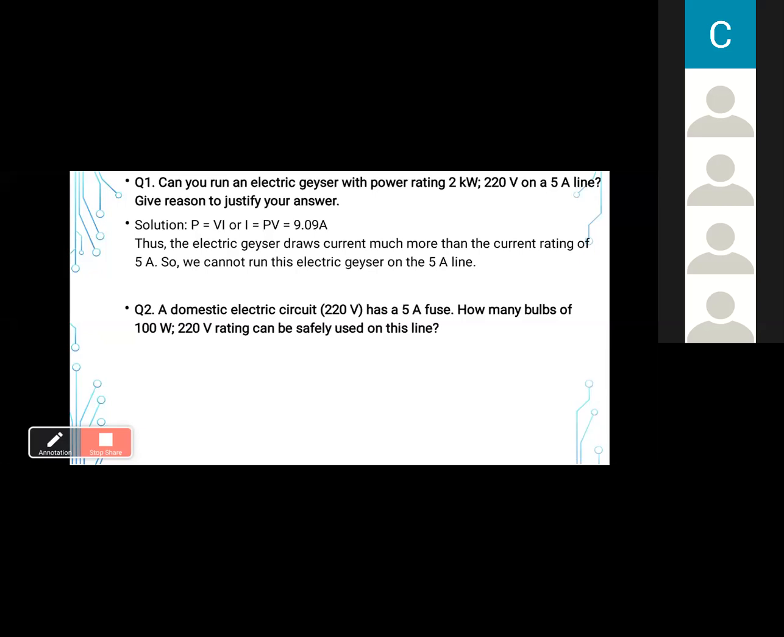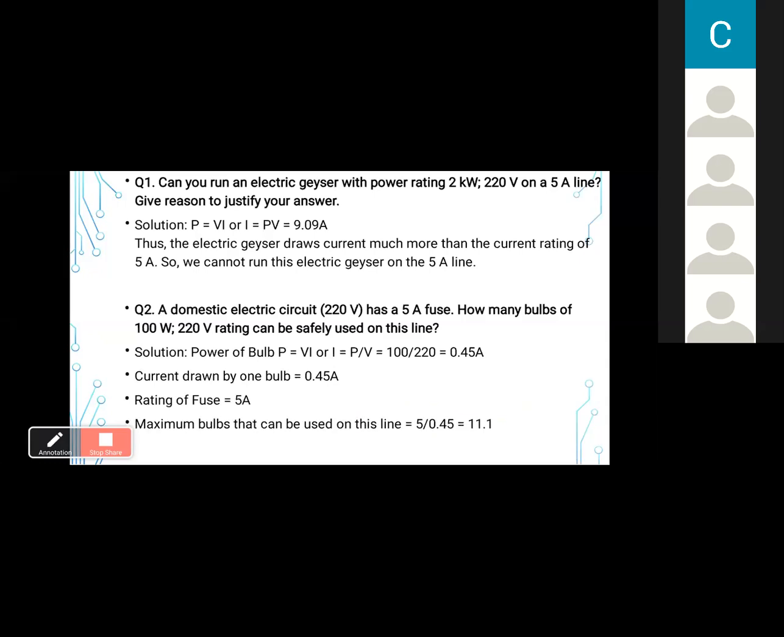That means if the current increases above 5 ampere, the fuse will melt. Whenever the rating of a device or line is given to you, that means it is the maximum rating of it. The maximum current that can be drawn by that fuse or line is this. How many bulbs of the same power and voltage can I apply on this line so that it does not get overloaded? Around 11.1 is coming. So 11 bulbs I can use here.